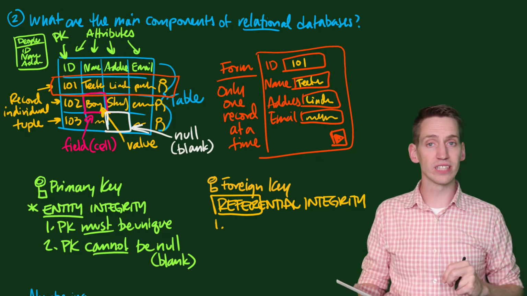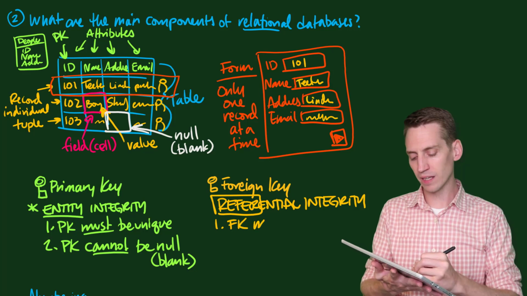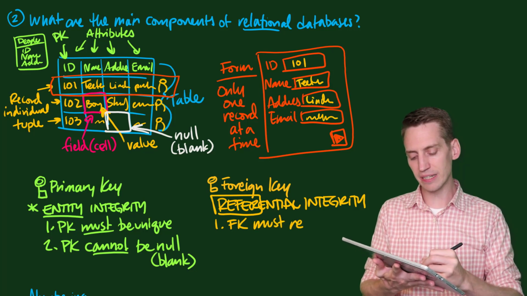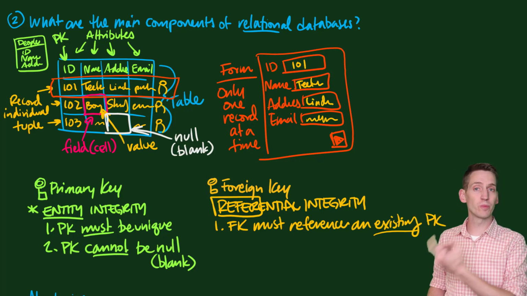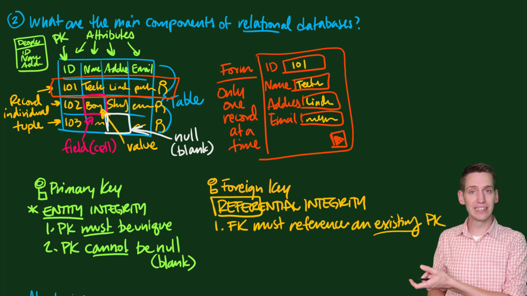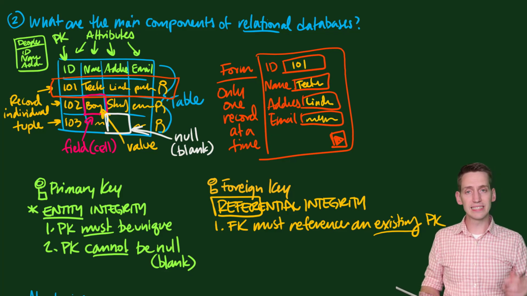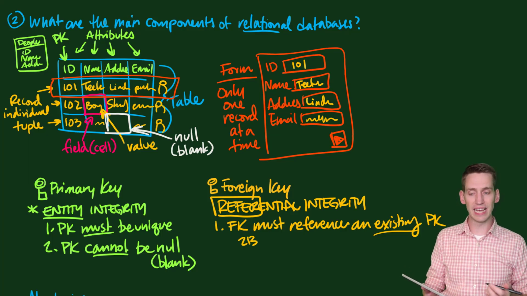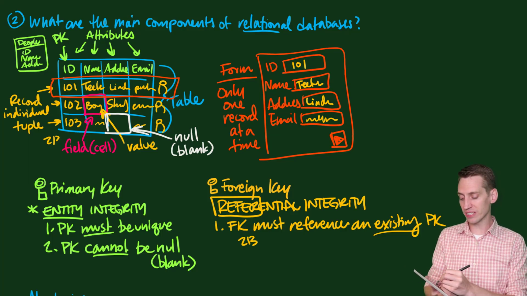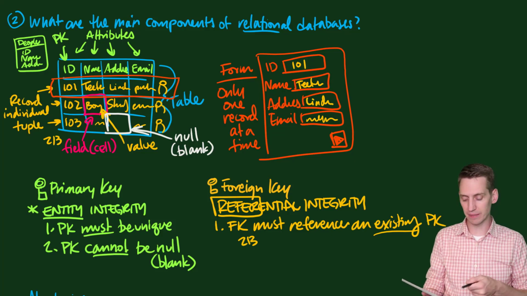Two parts to this, just like we had with the primary key. The first part, a foreign key must reference an existing primary key. Meaning that if I'm referring to person 213 in a transaction, that person 213 has to exist. Meaning I can't refer to somebody that doesn't exist in the system.